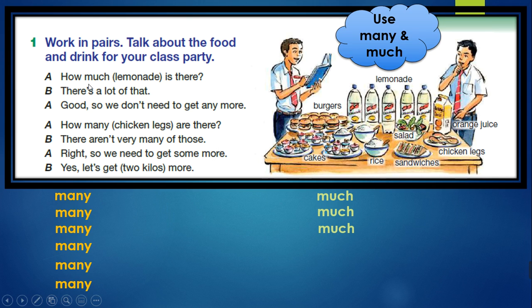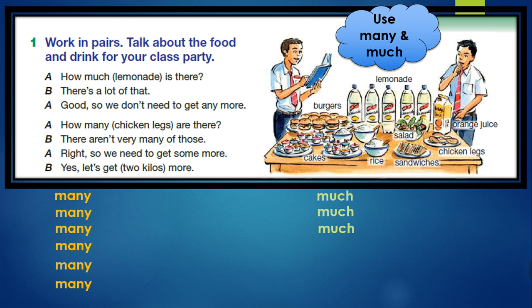Uh, Dialogue between two people. How much lemonade is there? There is a lot of that. We can see that we have 5 bottles. So it's good. So we don't need to get any more. Okay, how many chicken legs are there? Chicken legs. There aren't very many of those. Right, so we need to get some more. Yes, let's get 2 kilos more. So they are checking what they have and what they don't have, so they are going to more of it.